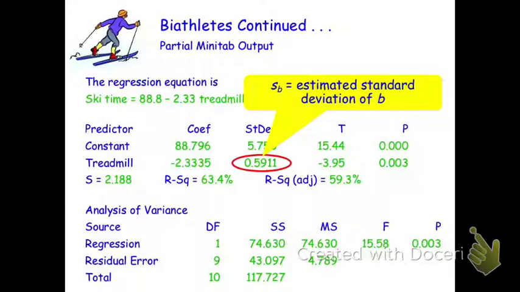Now, the number we used to cross off everything, now we're going to keep this number. So look at the 0.5911. That is now my standard deviation of the slope, SB. So we're now going to keep this number. A, B, S, B. We do not need this number.